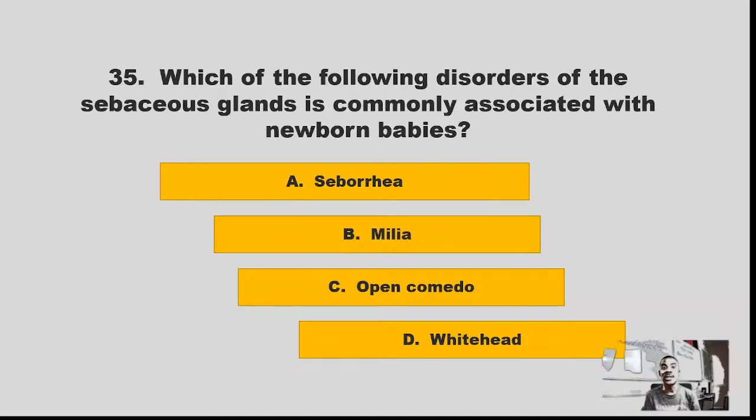Okay, you're doing good so far. You're not missing too many, hopefully. Fingers crossed. Come on, you got it. Is it A, B, C, or D? Now, if you chose B, milia, then you are correct. So let's go on ahead, and you know what we got to do. Move on to our next question.